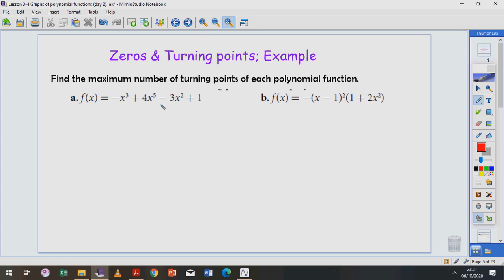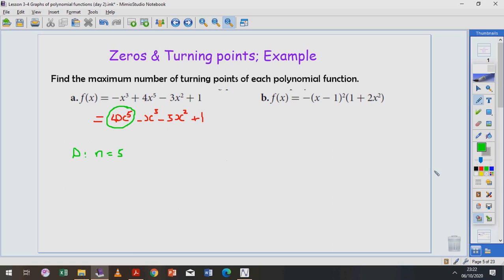An example is here. If we want to find the maximum number of turning points of each polynomial function, then first we arrange it in descending order of the powers. So this one is the same as 4x to the power 5 minus x cubed minus 3x squared plus 1. And when I look at the leading term, the first term of the polynomial, it's 4x to the power 5. I can see that the degree is n is equal to 5.